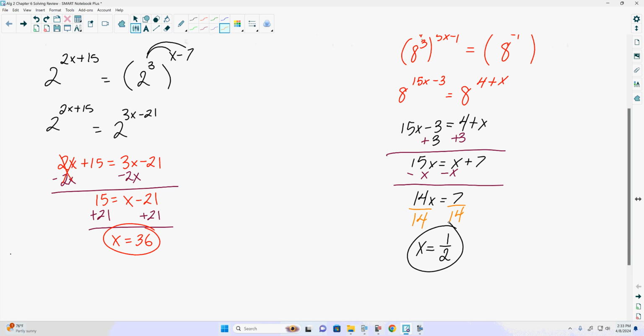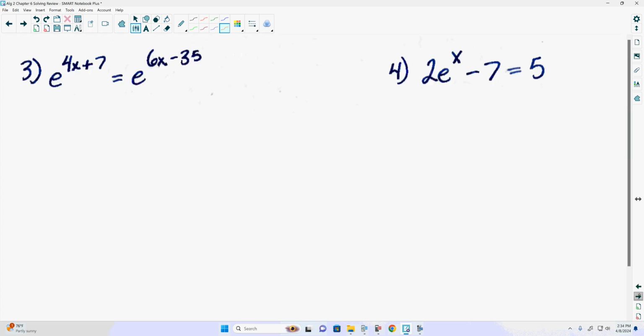We're ready for the next one. The next one we have is e to the 4x plus 7 is equal to e to the 6x minus 35. Even though the bases are both e, they are both the same. And since they are the same, the exponents have to be equal. So our 4x plus 7 is going to equal 6x minus 35.